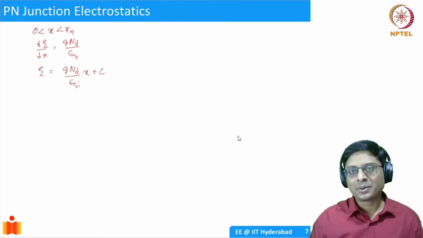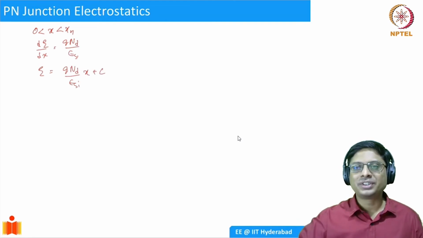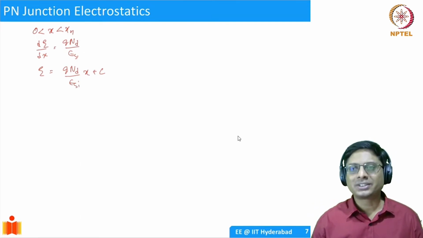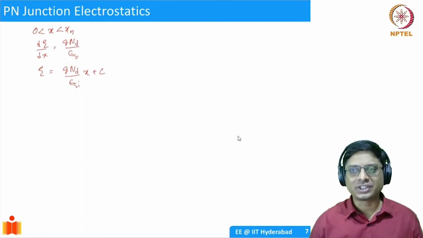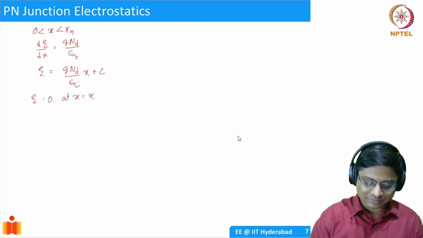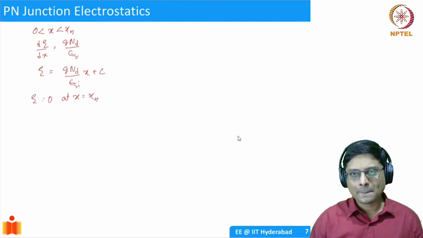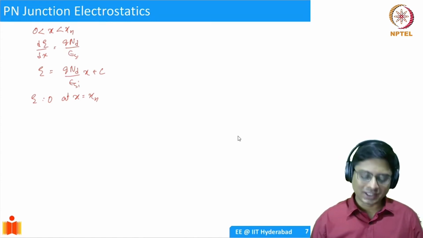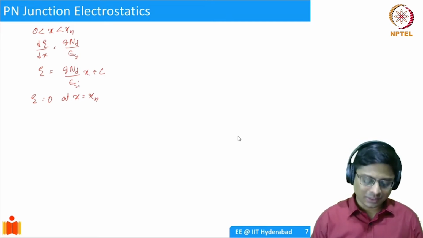So remember what we said. At the edge of the depletion region, the electric field has to go to 0 because beyond that it is just 0. I mean, it's not a pure metal, but it has a lot of free charges, right? So E equal to 0 at x equal to xn, because outside, the field has to be continuous. Remember, in the quasi-neutral regions, the field has to be 0. We'll correct it later on, but right now, the field is 0.